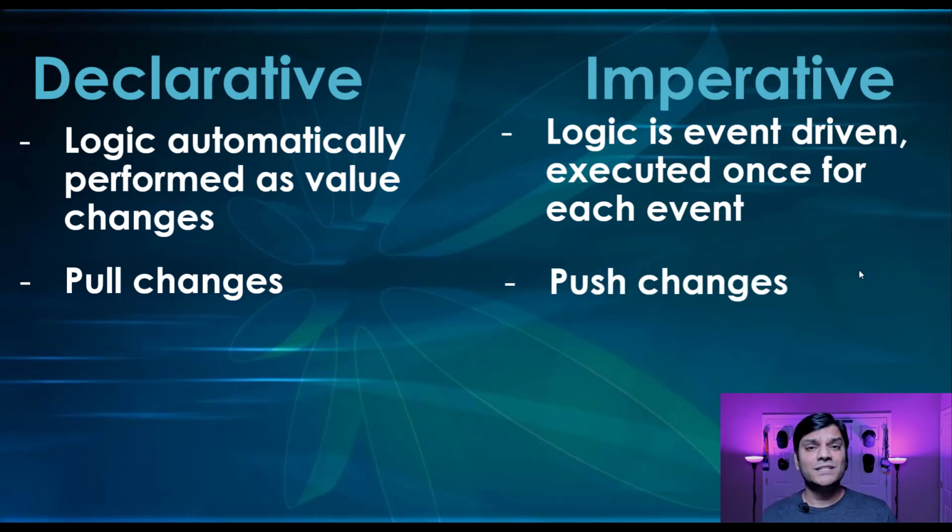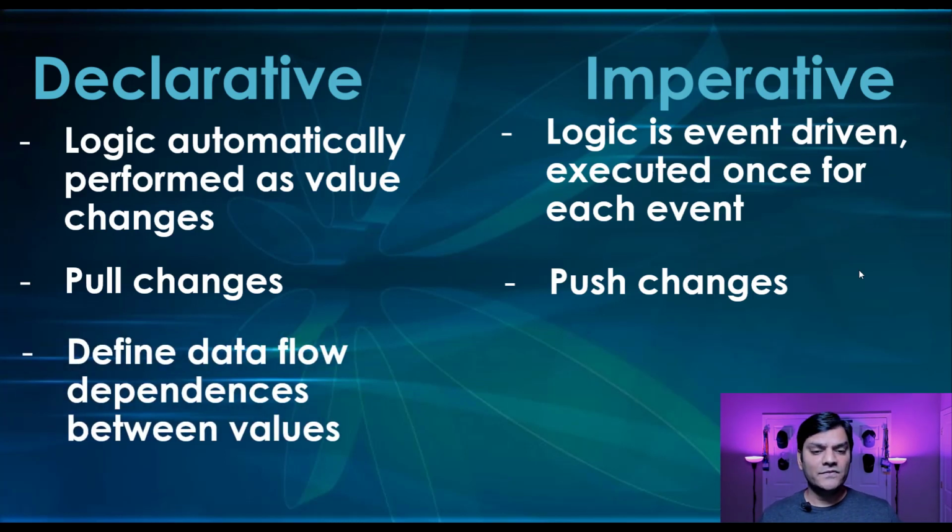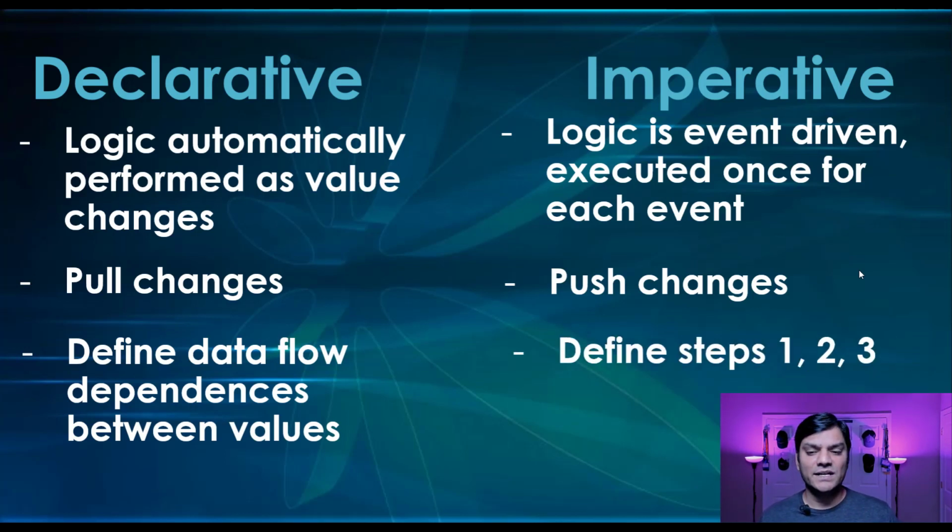Imperative is I have to push the changes. Literally, I have to push myself to go ahead and serve all the items from the salad bar. Declarative defines data flows and dependencies between values. Again, the half and half milk is dependent also on what type of coffee that I ordered. So there's a dependency over there.